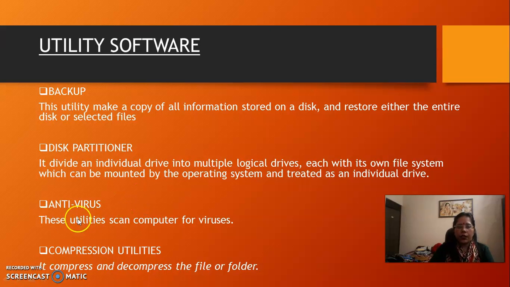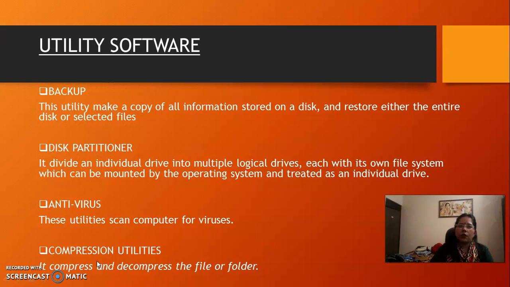Antivirus utility software. Antivirus software is a utility used for scanning and removing viruses from our computer. Most antivirus programs include both automatic as well as manual scanning capabilities. Some common examples of antivirus are McAfee, Norton's antivirus, Zone Alarm, etc.